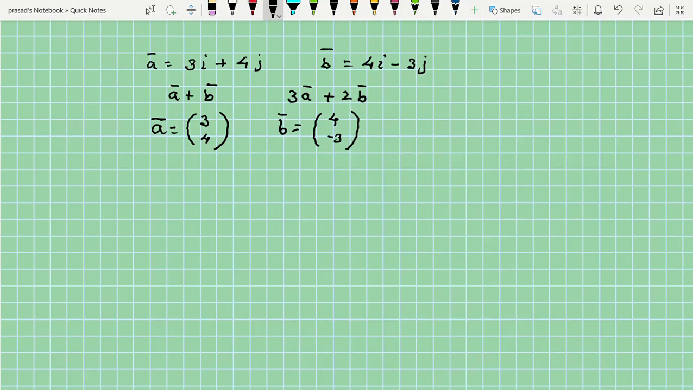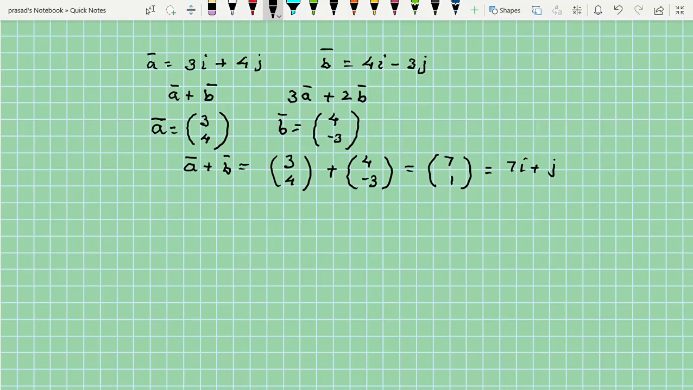Now first I want vector A bar plus B bar, which is (3, 4) plus (4, -3). So that is (7, 1). So now express this in terms of i and j. So it will be 7i plus j.